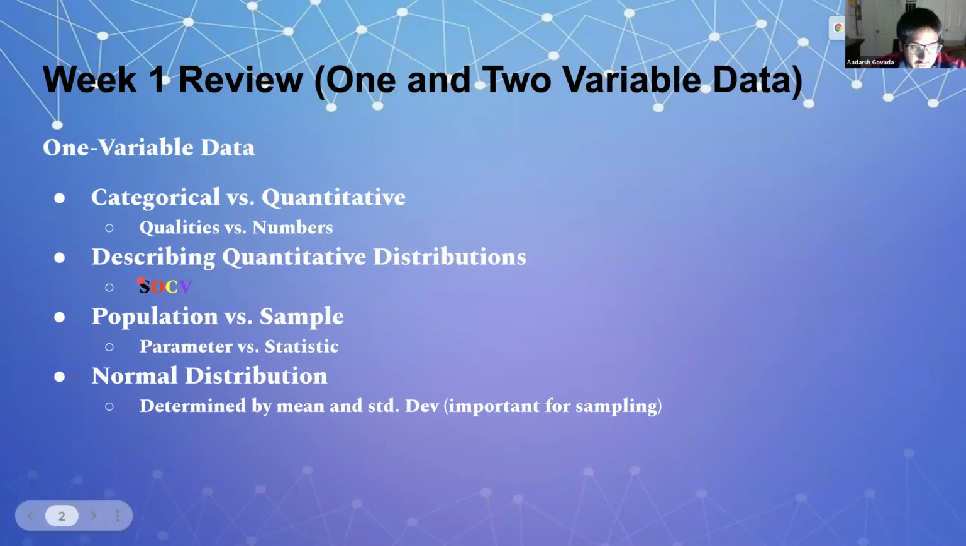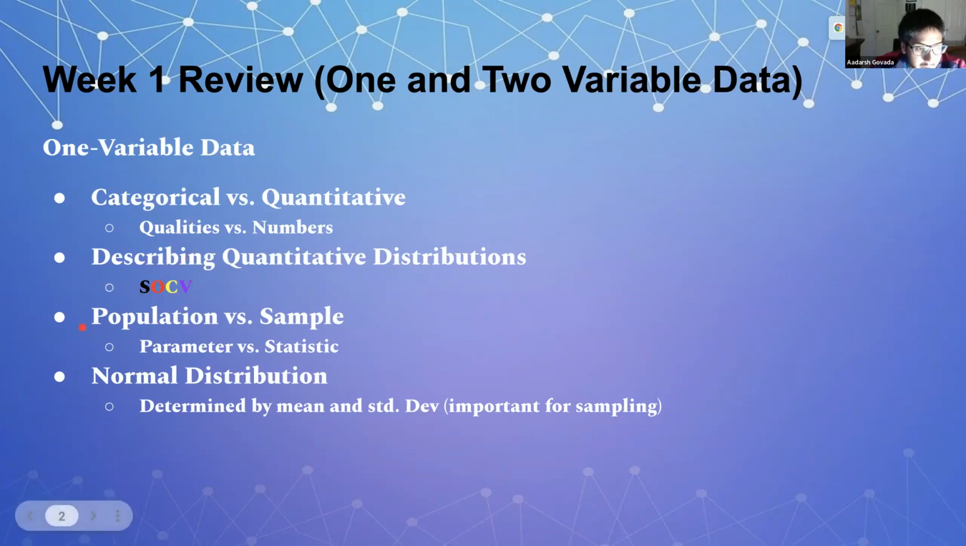So we use the acronym SOC-V. These are the things that you need to touch on when you're describing a distribution. That's shape, outliers, center, variation. That's what SOC-V stands for, is shape, outliers, center, variation.